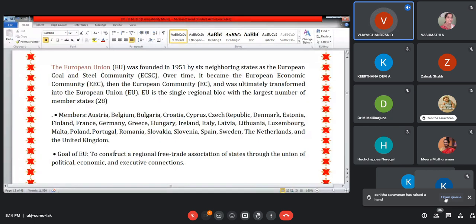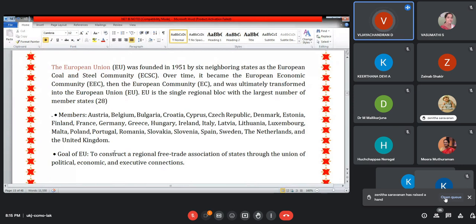Austria, Belgium, Bulgaria, Croatia, Cyprus, Czech Republic, Denmark, Estonia, Finland, France, Germany, Greece, Hungary, Ireland, Italy, Latvia, Lithuania, Luxembourg, Malta, Poland, Portugal, Romania, Slovakia, Slovenia, Spain, Sweden, Netherlands, UK. So these are all the 28 member countries in the European Union, but India is not a member. As the name suggests, all the European countries.